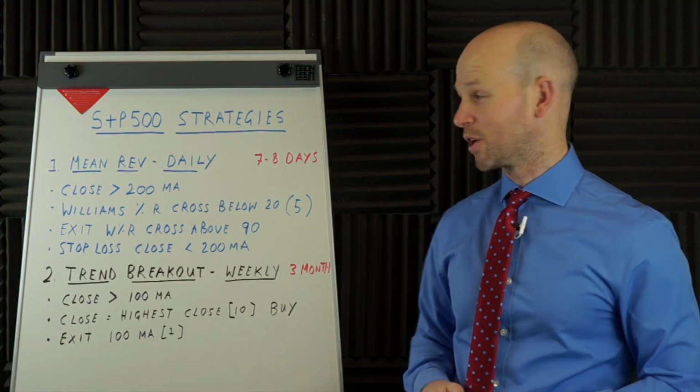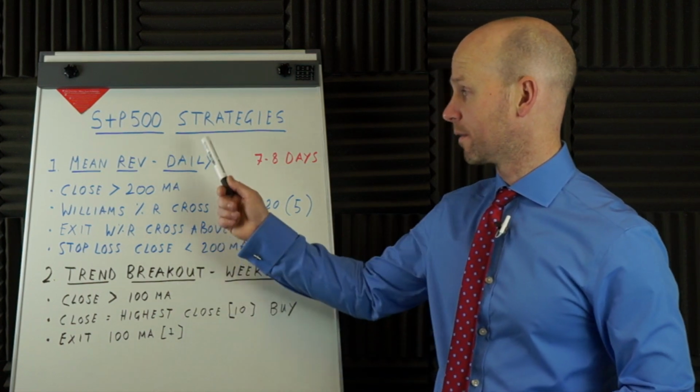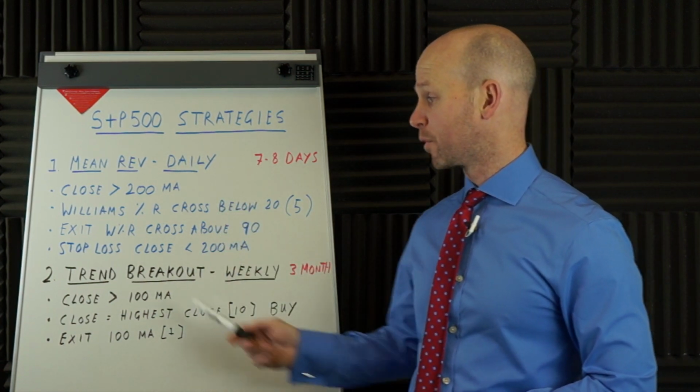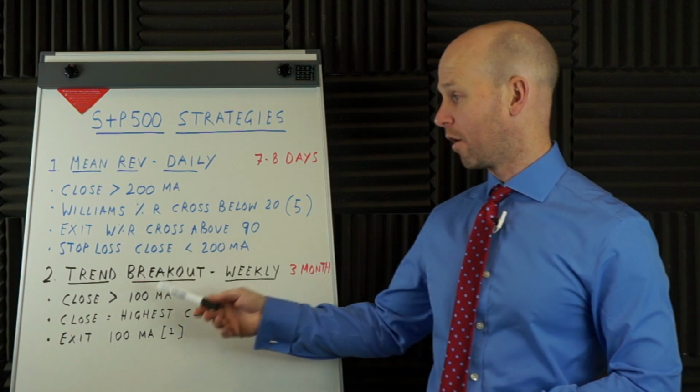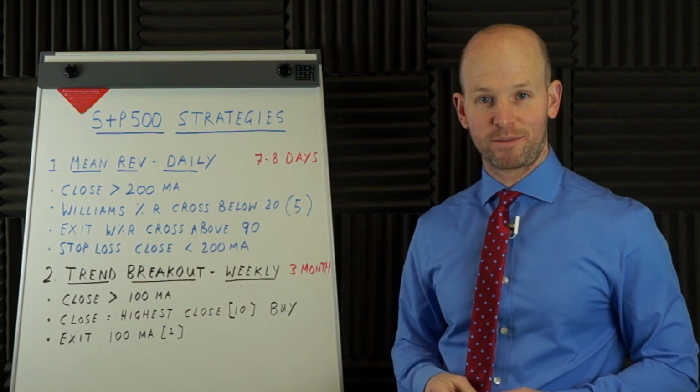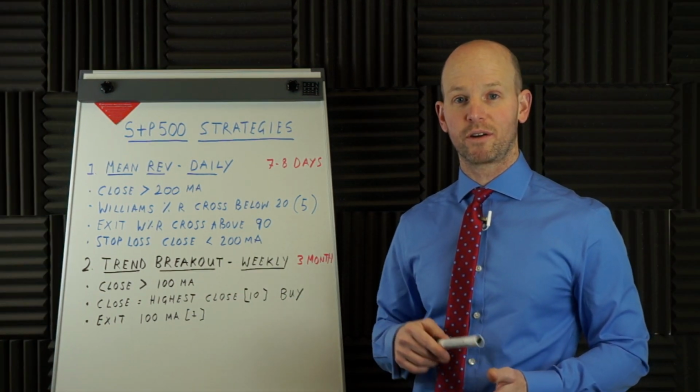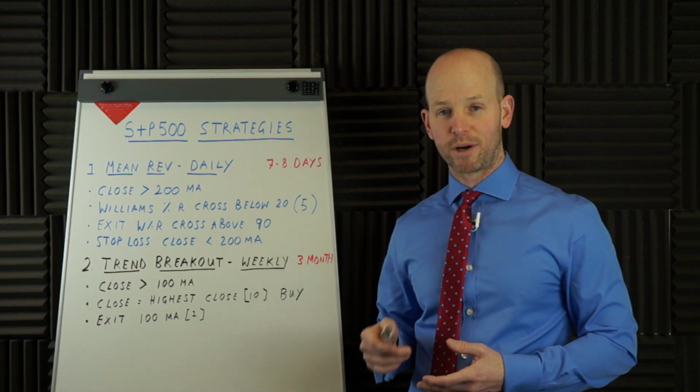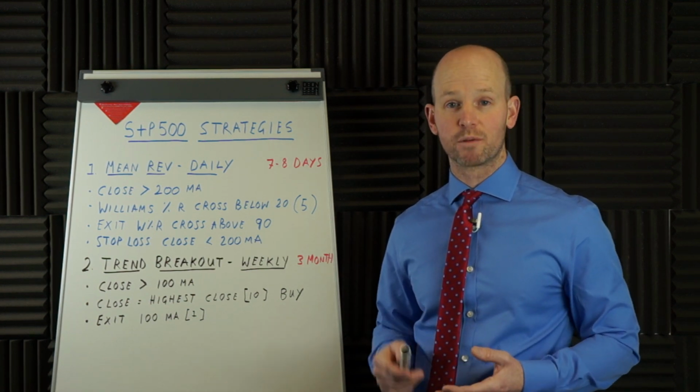And that's it. So we're buying short-term pullbacks on the daily chart, but we're buying breakouts of new high closes on the weekly chart. So let's go and have a look at what it looks like on the charts. We'll be looking at multi-charts, and I'll show you what sort of results it's produced.